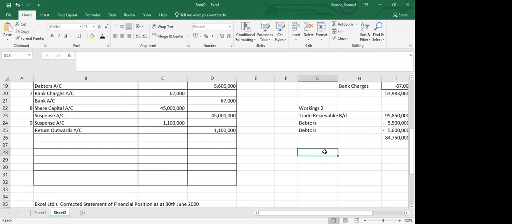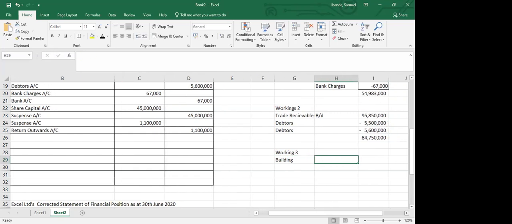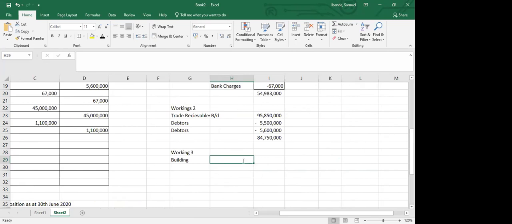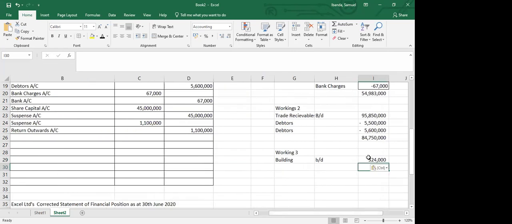This is where another marks will be coming from also. If you just put the value the other side, they will only mark you the one mark, but when you do working here, the examiner will be giving you some marks here. So buildings balance brought down from the statement of financial position they have given us is how much? It is 324, and I'll add 3 zeros just to make sure that we are at par. 324,000, like that.